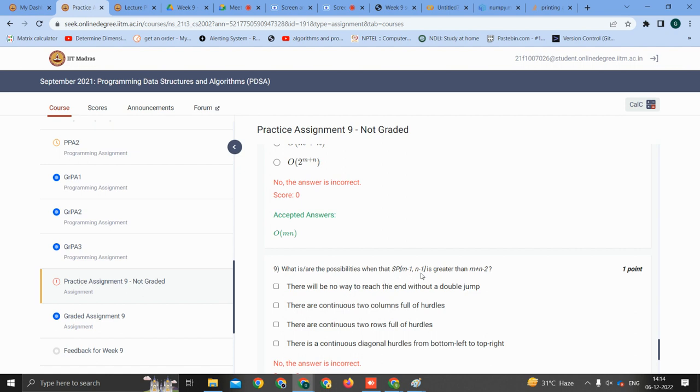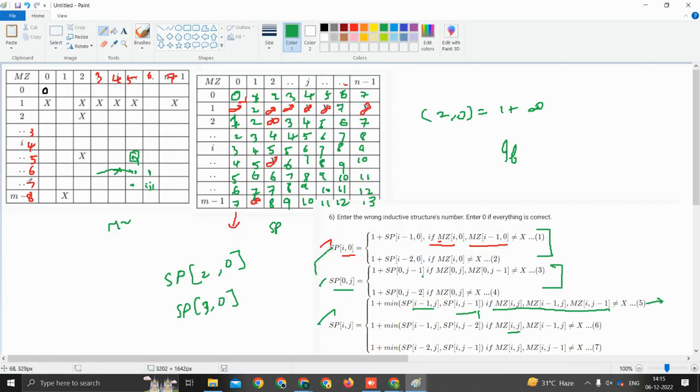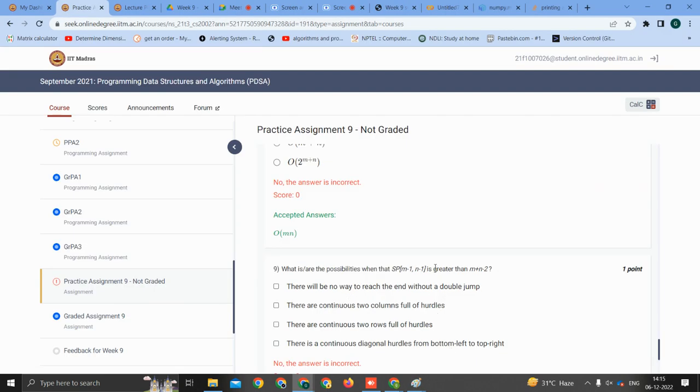Good. So what are the possibilities when this is greater than? M minus one, N minus one is greater than. So, can someone explain this question? This means SP M minus 1, N minus 1. That means it is the shortest path of the last element of the grid. Okay. The shortest path of the last element of the grid is greater than M plus N minus 2, the number of rows plus columns minus 2.